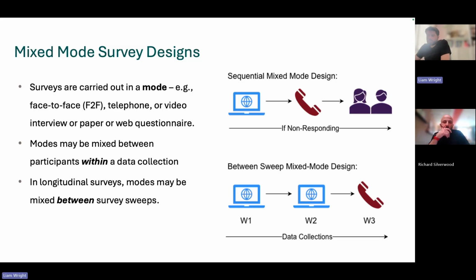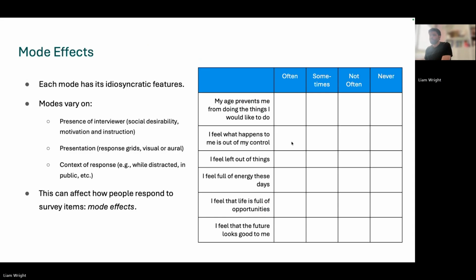If you've got a longitudinal study, there's another aspect in which mixing of modes can occur as well, and that's where you mix the modes between survey sweeps or between survey waves. So particularly for older longitudinal studies, for technological reasons, they might have started out with face-to-face interview for the first, say, 30 years or so of life, and then more recently incorporated different forms of data collection like a telephone interview or web questionnaire. So you'll have people in one sweep responding by face-to-face interview, and later on different modes will be used.